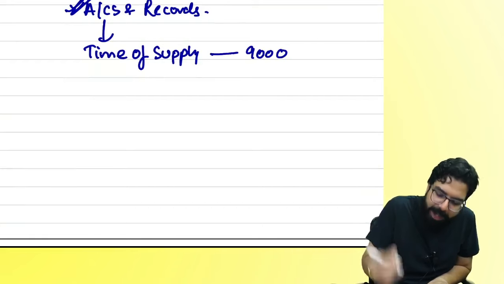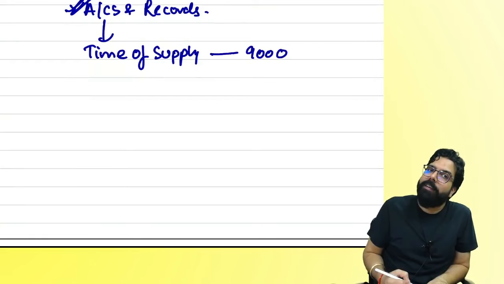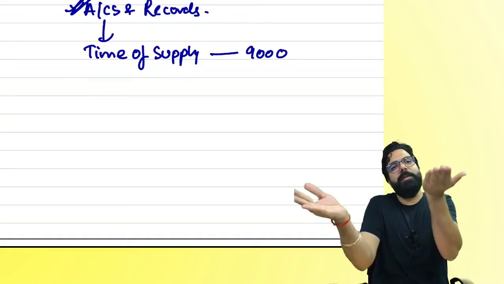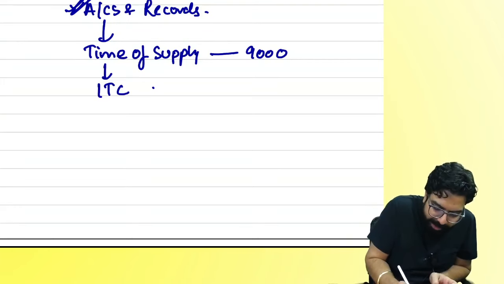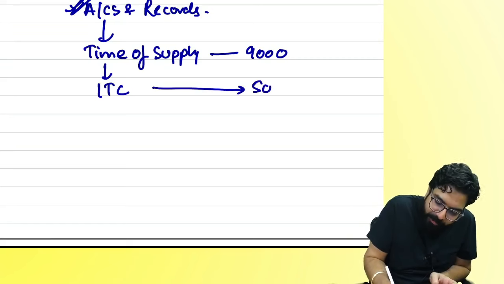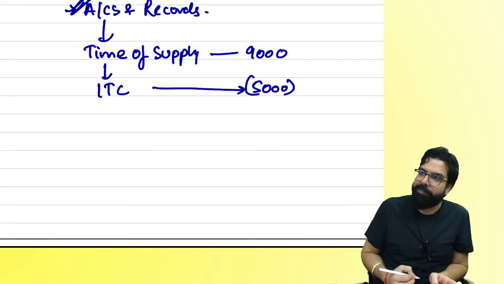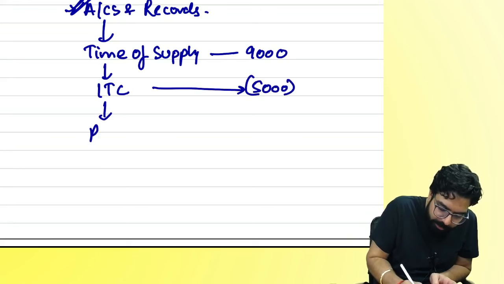9,000, no? How will I pay? I will use my credit. So next step will come, Ramesh, use your input tax credit. For an example, I have 5,000 rupees credit. Will I use it? Remaining amount, what will I do? I'll have to make the payment. How much?